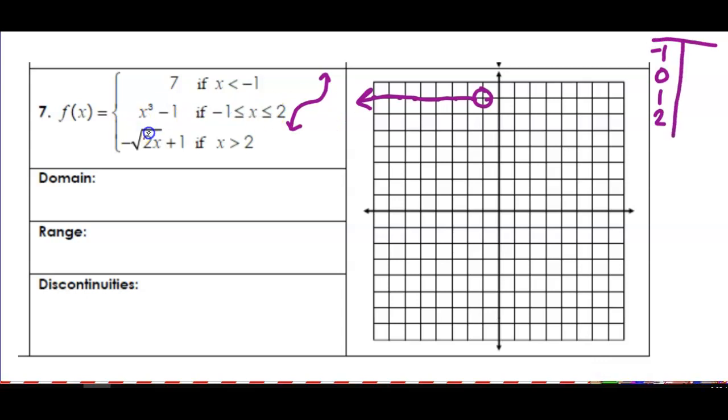You could type it in your calculator and find these values in the table. If you cube this, you get 1, minus 1 is 0. You cube this, subtract 1 is -1. You cube that, subtract 1 is 0. What? Yeah, I did that wrong. -1 cubed is -1, minus 1 is -2. I messed the first one up.